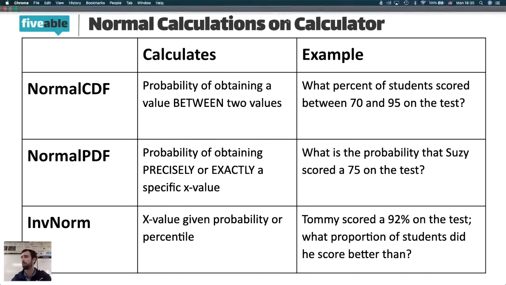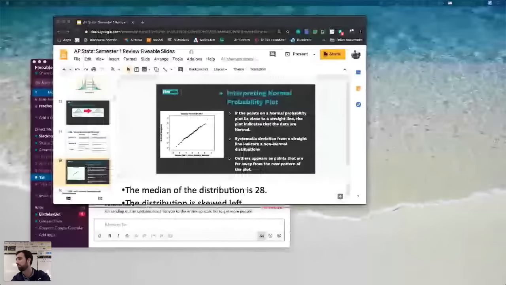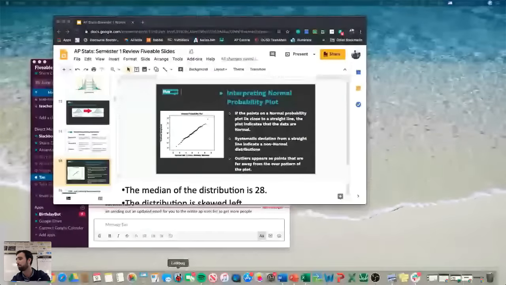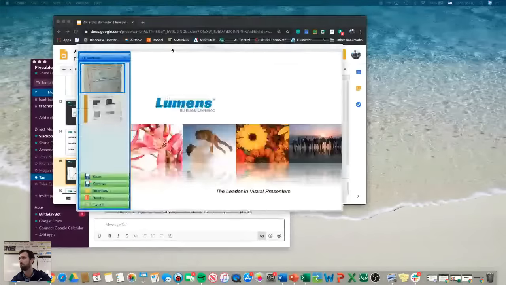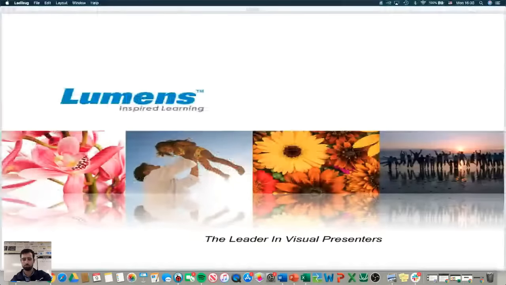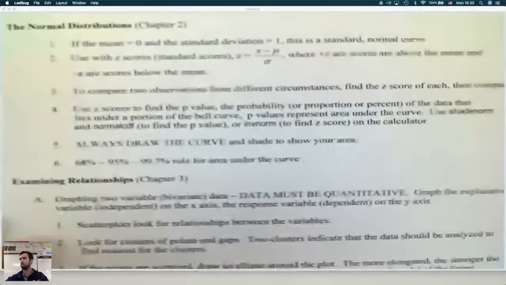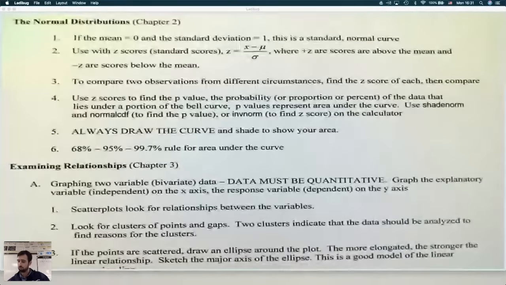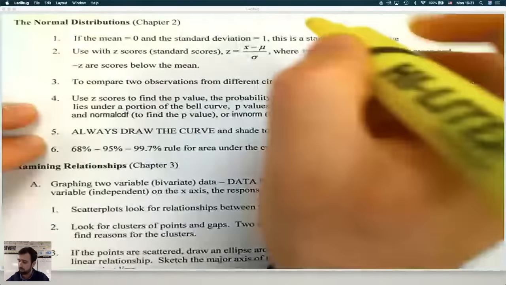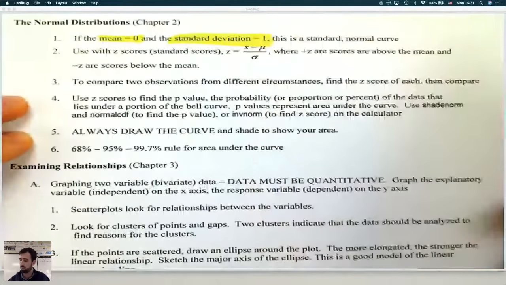And just to go back, here are some facts about R that we should talk about. Let me pull up. Again, at any moment, feel free to ask questions. And I'll put this in the document as well. So the normal distribution, if it's a standard normal distribution, has a mean of 0 and a standard deviation of 1. Here's our z-score. Here's the formula.